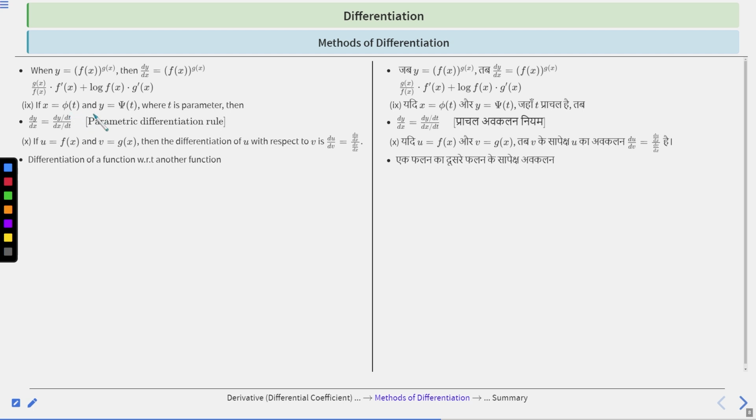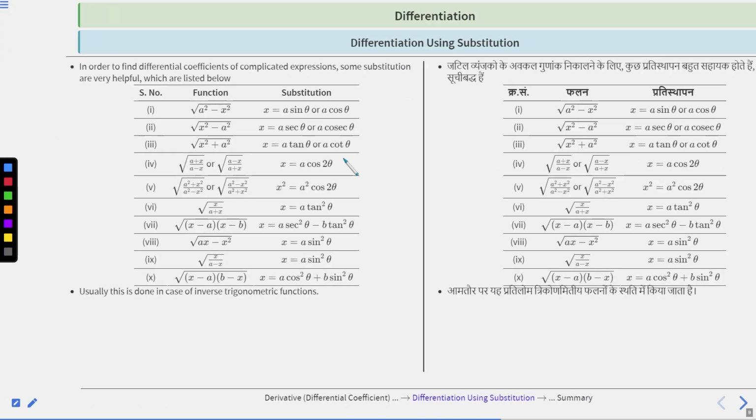Next, if x equal to phi t and y is equal to psi t, where t is a parameter, then this is called the parametric differentiation rule. So dy by dx will be equal to dy by dt upon dx by dt, right? Next, if u is equal to f of x and v is equal to g of x, then differentiation of u with respect to v is du by dv equal to du by dx upon dv by dx, right? Clear? Okay. So these things you have to remember, right? Let's move to the next part.